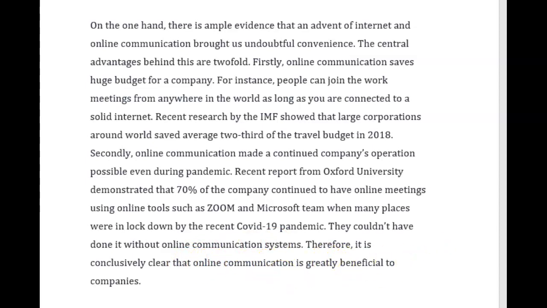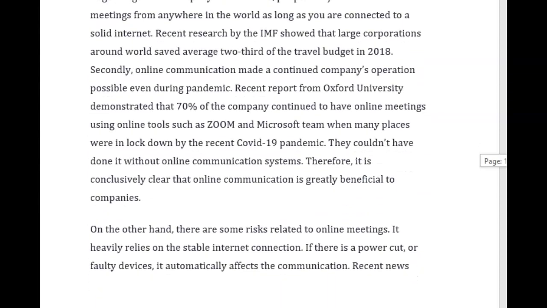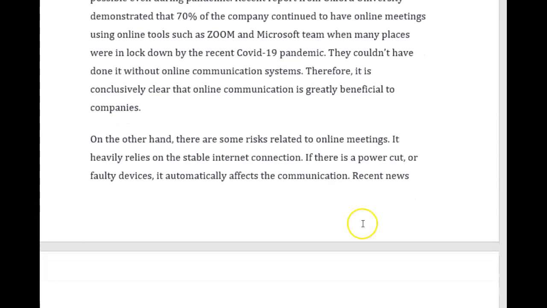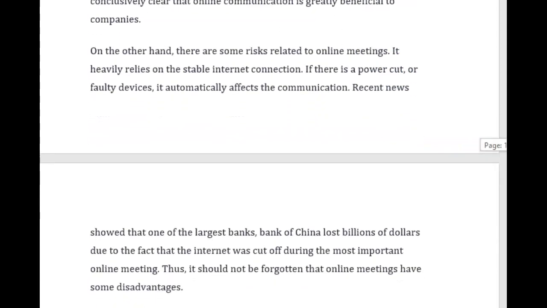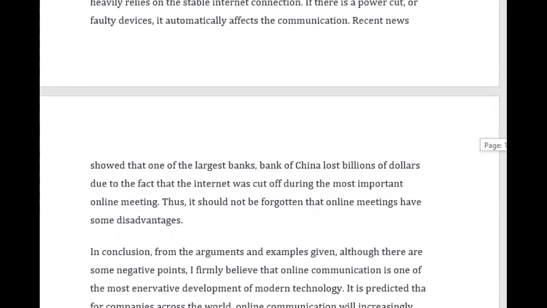Okay. "On the other hand, there are some risks related to online meetings. It heavily relies on stable internet connection. If there is a power outage or faulty devices, it automatically affects the communication." We call these a power outage, really.